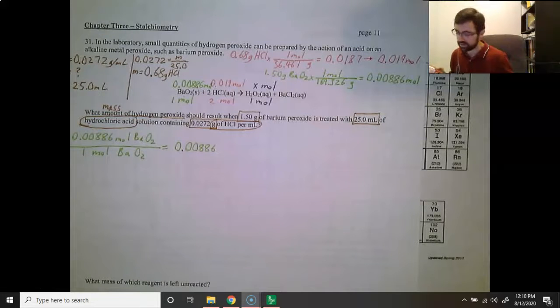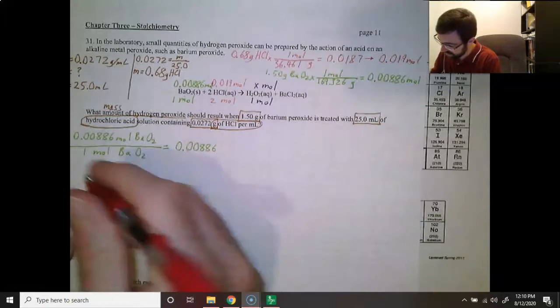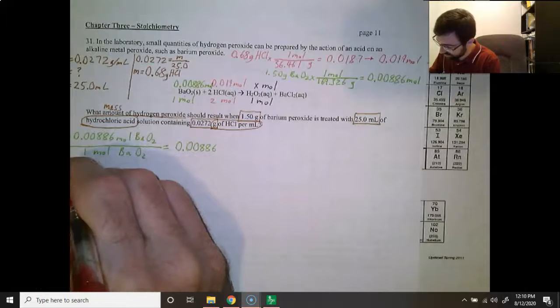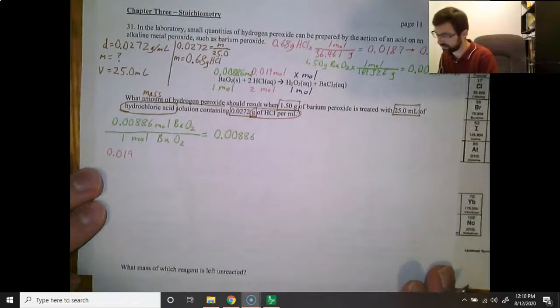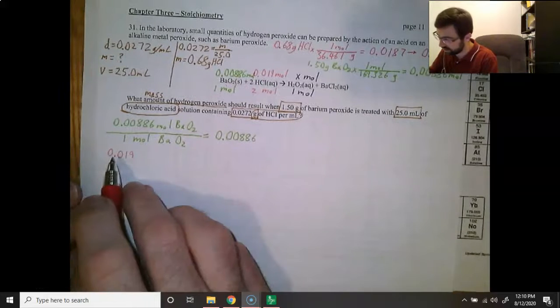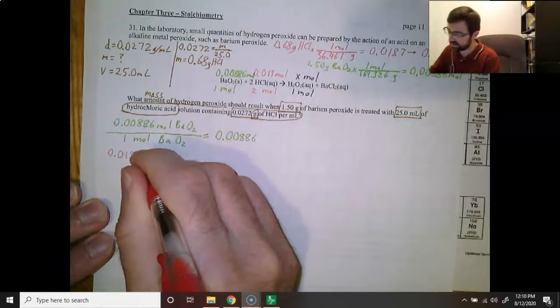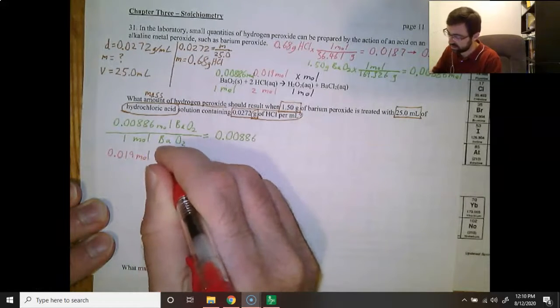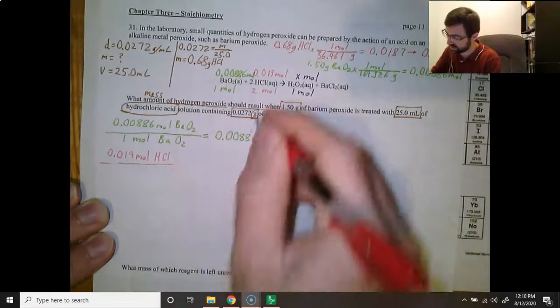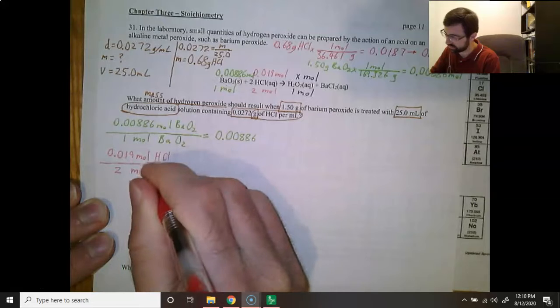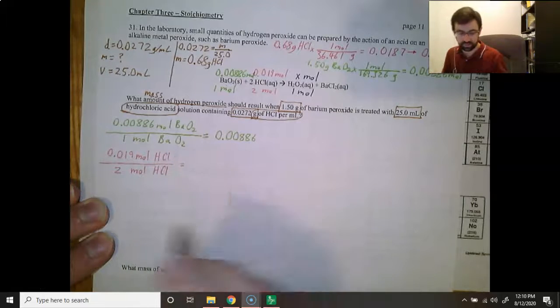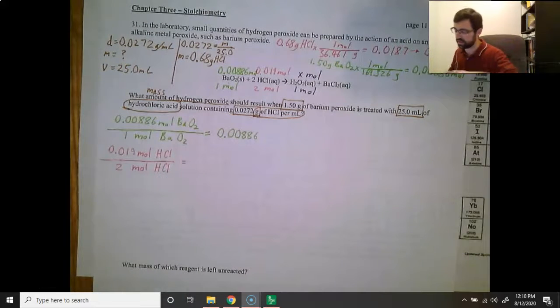Okay, and then I'm going to do the same thing with the other reactant. So with HCl, I have 0.019. I don't know if you can see that. Let me move my paper a little bit. Yeah, 0.019 moles of HCl over, and we have 2 moles in this case, 2 moles of HCl. And if I put that in a calculator, it's going to be a little bit less than 9, right?